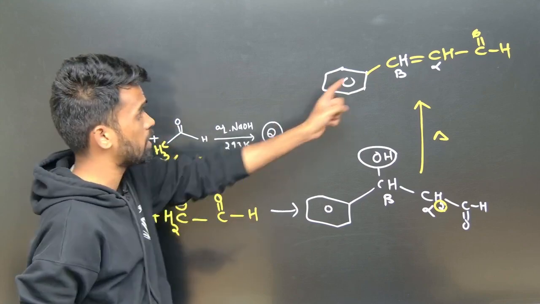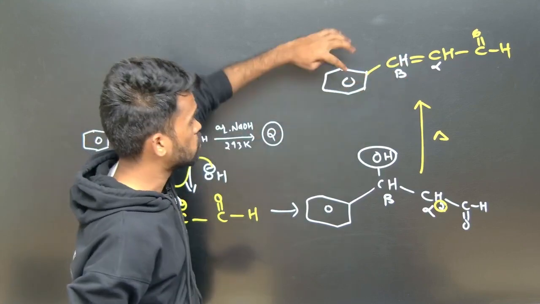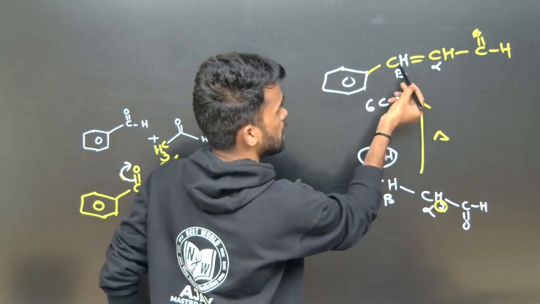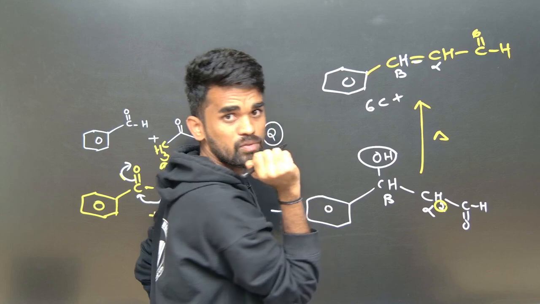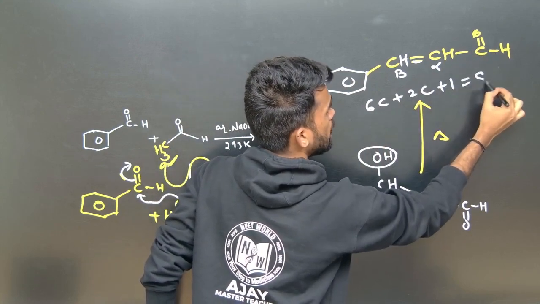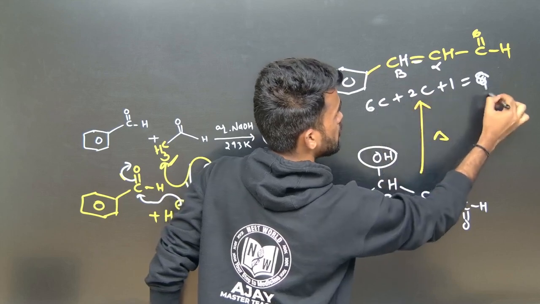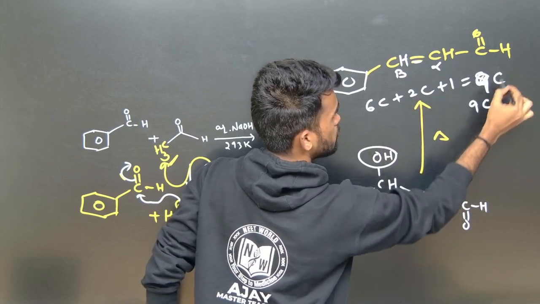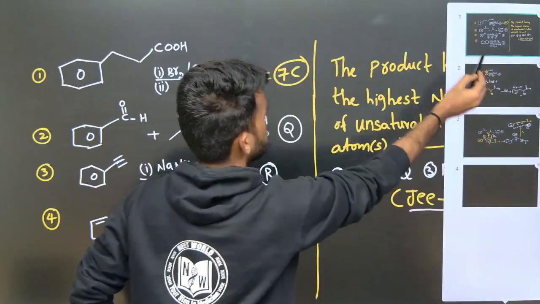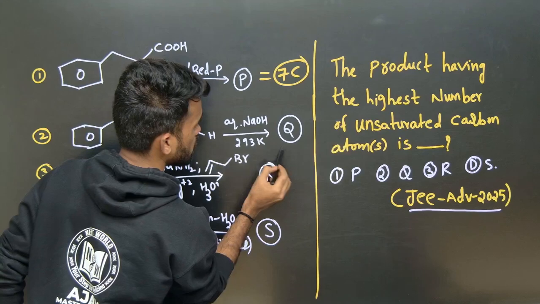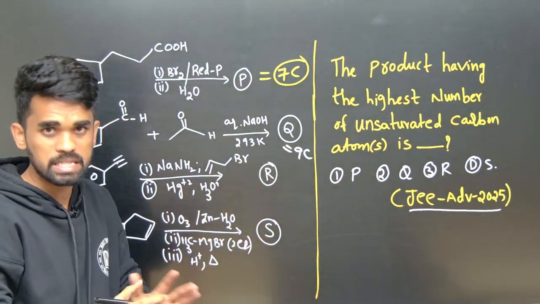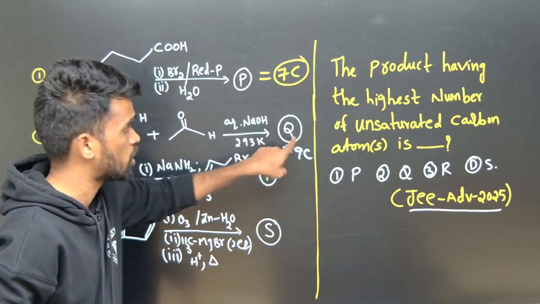So now how many unsaturated carbons are there here? These are six unsaturated carbons. All are sp2 hybridized, and this one also and this one also, because there is a pi bond here along with the sigma bond, right? So these are 2 carbons here and this is also one more carbon. So total, 6, 8, 9. So 9 carbons are unsaturated here. So in option 2 of the question, Q has 9 carbons with sp2 hybridization. Hope it is clear. So the number of unsaturated carbons here is 9.